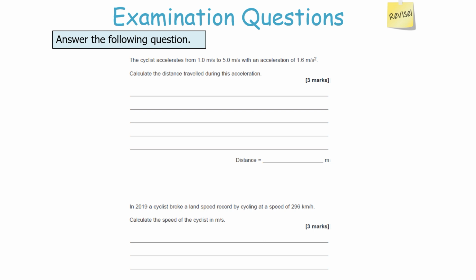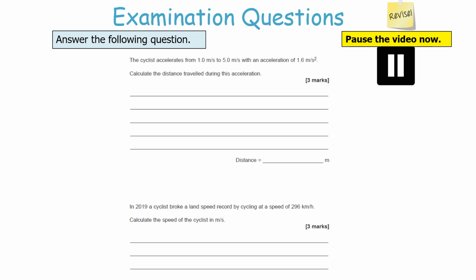The next question says, the cyclist accelerates from 1 metre per second to 5 metres per second with an acceleration of 1.6 metres per second squared. Calculate the distance travelled during this acceleration. And then in 2019, a cyclist broke a land speed record by cycling at a speed of 296 kilometres per hour. Calculate the speed of the cyclist in metres per second. So pause the video now, then unpause the video when you want to go through your answer.